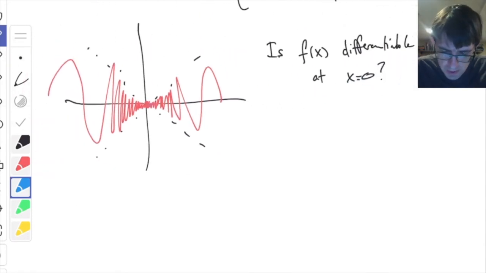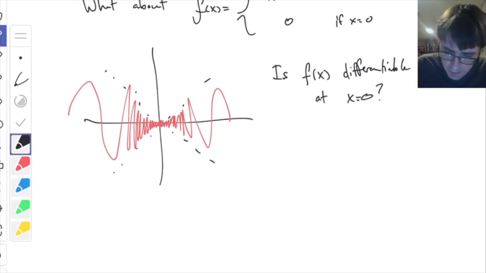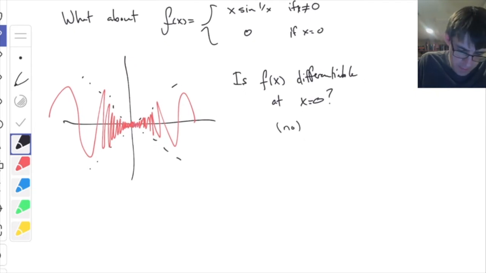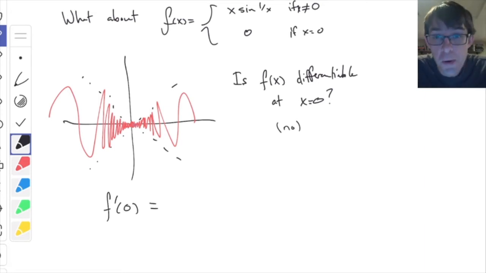Actually, it is not differentiable at the origin. Let's see if we can work this out. Is f of x differentiable at the origin? The answer will be no. We're going to use the definition of the derivative. So f prime of x, well, really what I care about is f prime of 0. At all the other points, it doesn't really matter. All the other points are fairly ordinary, it is differentiable there. It's really just 0 where the insanity happens.